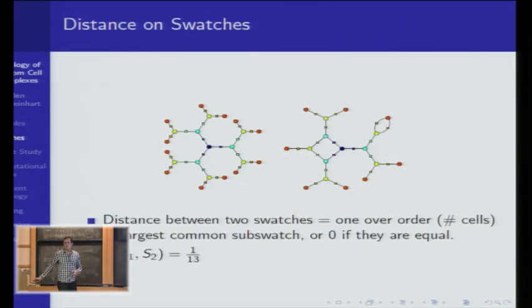Is that distance ever 0? What if you have the same thing? Or 0 if they're equal. Yeah.